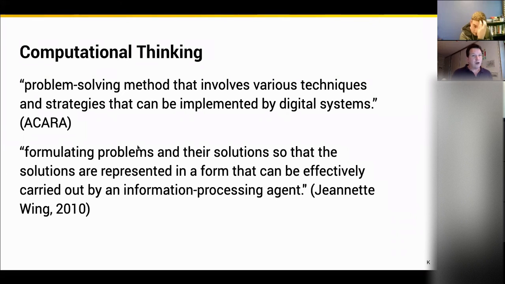So when you look at the current definition of computational thinking, it's a problem-solving method that involves various techniques and strategies that can be implemented by digital systems. Now, Jeannette Wing, and most of the definitions that you find out there are based on Jeannette Wing's definition, is formulating problems and the solutions so that the solutions are represented in a form that can be carried out by an information processing agent. So far, so good.